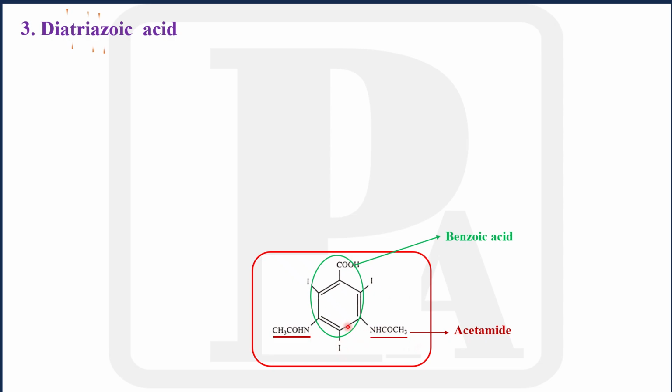For clear understanding, we are dividing the diatriazoic acid into parts. So now take dia-A. Dia is indicating 2. 2A. So what are the 2 A's here? One is 2 acetamides we have. So dia-A is for 2 acetamides. And tri is indicating the 3 iodines. Zoic acid is indicating the benzoic acid. So we have a benzoic acid with 3 iodines. Tri for 3 iodines, zoic acid is benzoic acid, and dia-A is 2 acetamides.